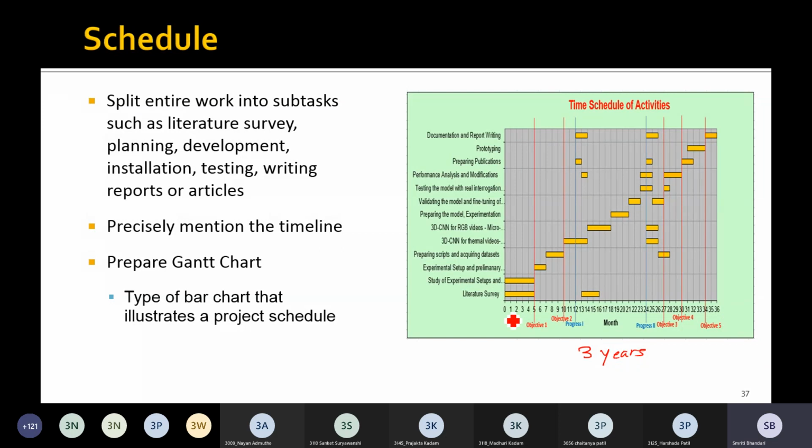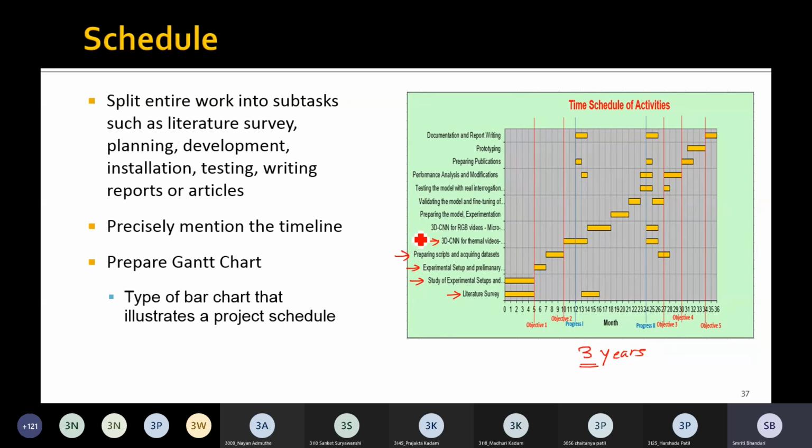See here on the x-axis of the chart, we have from 0 to 36. Those are the months, as this is a 3-year project. We have distributed the tasks in terms of months. If this is a project for 6 months, 4 months or a year, then what you can do is split your tasks into the number of weeks required. Now, what are the subtasks?